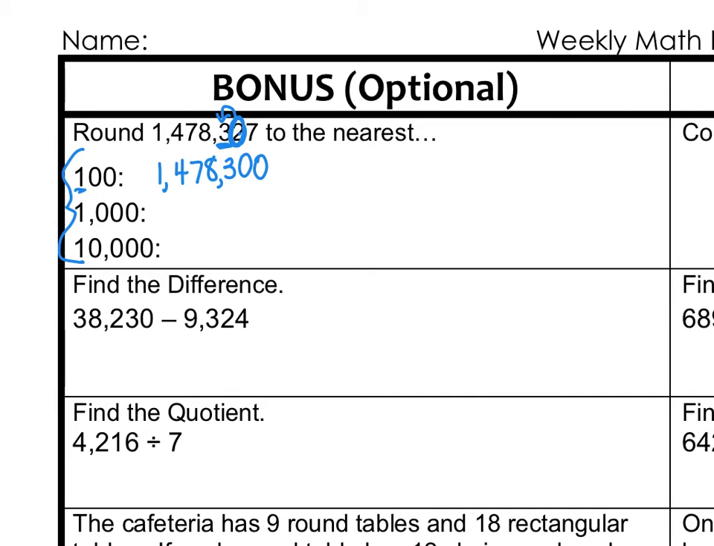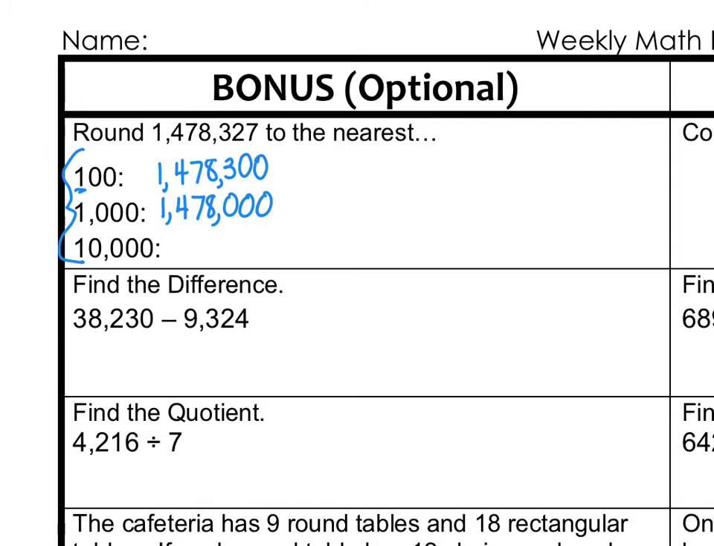All right, next one is to the nearest 1,000. So we underline the thousands place, and we can copy down everything up until the underlined digit. We have to stop. The 8 might change. Let's see. The 3 tells us what to do. Do we go up or stay the same? It stays the same. From this circle, everything becomes zeros.